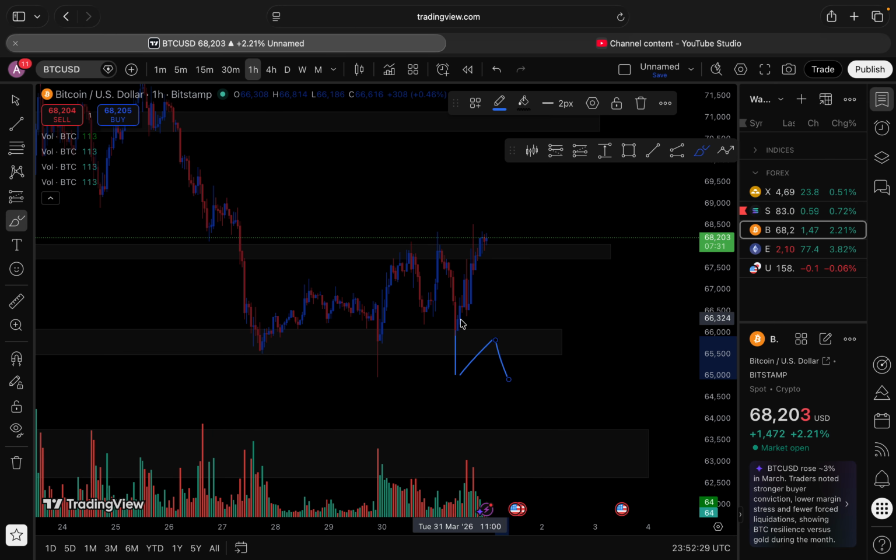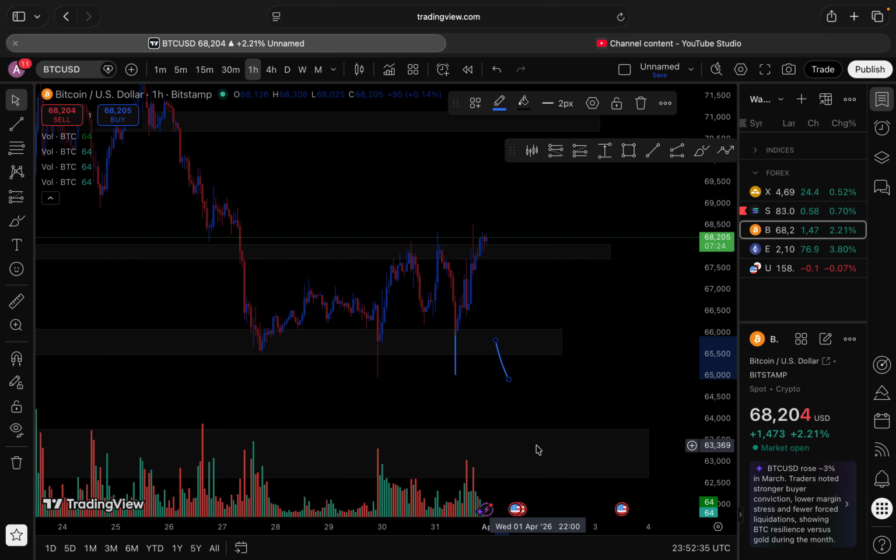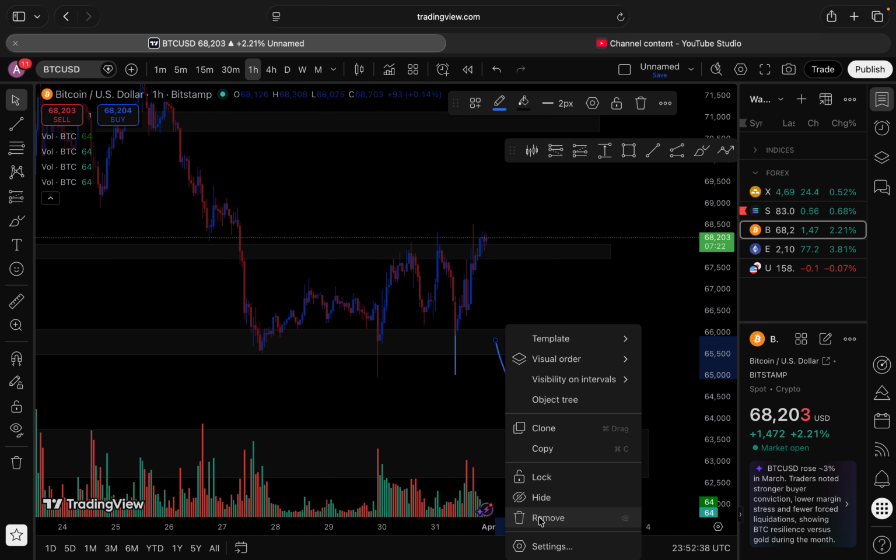If it's bouncing off of two zones like this and this, I'm not taking no setup until I see where price actually wants to go. I am not trading a what if. I am not trying to guess the market.